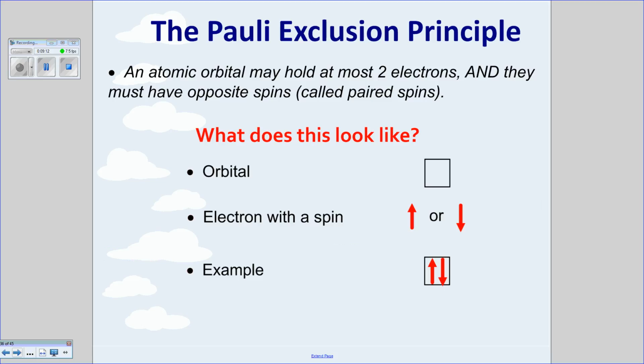The next rule is your Pauli exclusion principle. An atomic orbital may hold at most 2 electrons, which we talked about already. That is very, very important. And they must have opposite spins. We call them paired spins. So what does this look like?